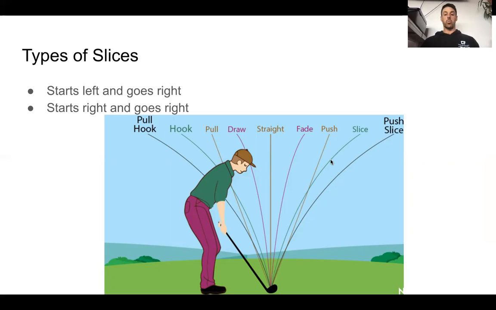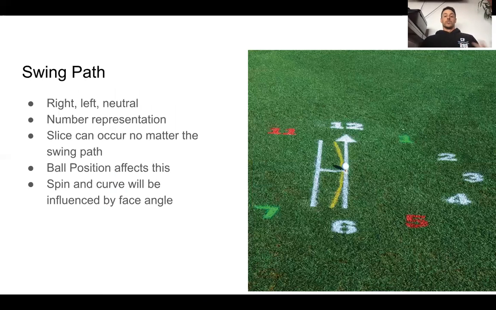One that we're not quite seeing on here is starts left and goes right. And then what we do see a lot of here is starts right and goes right. So mainly two ways that we're going to see a slice: it starts left and then goes right, or it starts right and then continues going to the right. So kind of thinking, what kinds of things can really cause that?